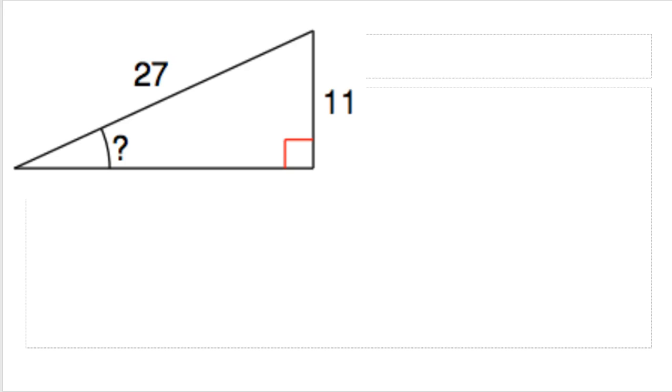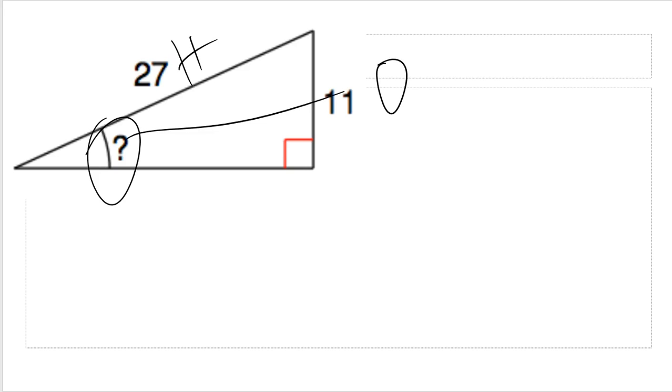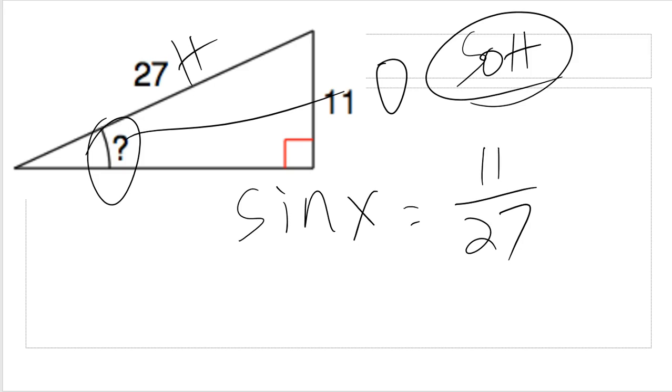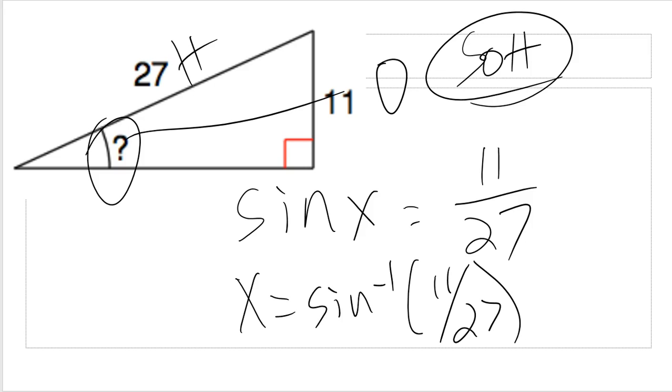Alright, next one. You circle the angle we're looking at. We have the opposite, because if I draw a line, it's opposite, and this is always the hypotenuse, because it's always along the side. So you can stop right there, because we're going to use sine. Sine of x, because we don't know x, equals 11 over 27. So x equals inverse sine of 11 over 27. Let's take our calculator. To 2 decimal places, that equals 24.04 degrees.